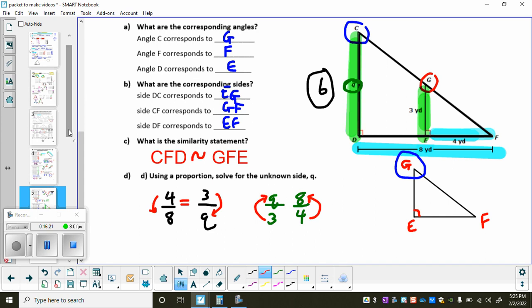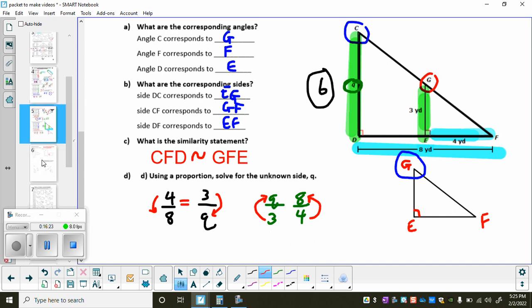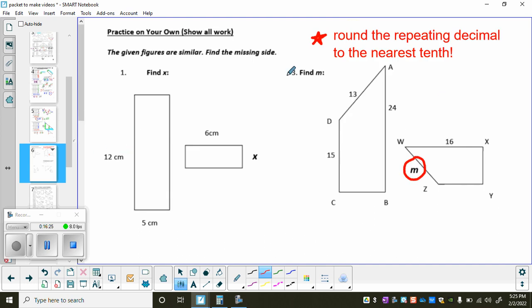Now, real quick, before I stop this video, you are going to turn over and practice on your own. But I want to mention 2 quick things. When you're doing number 3, when you solve for M, you are doing everything right if you get a repeating decimal. So I just want you to round that to the nearest tenth.